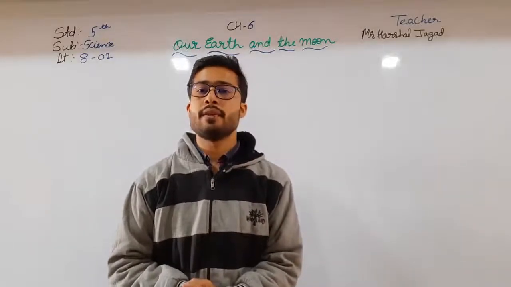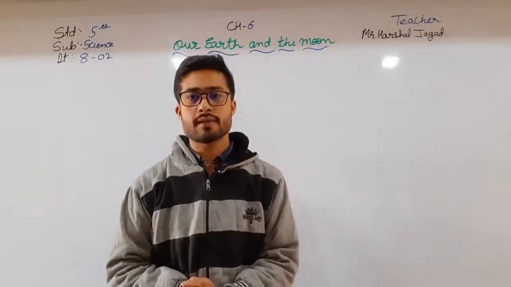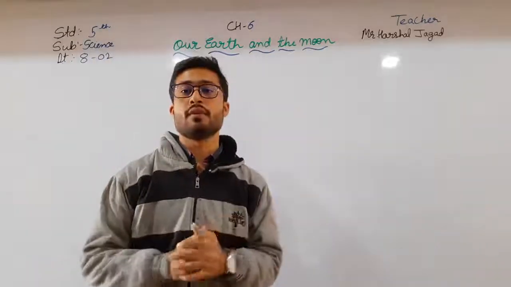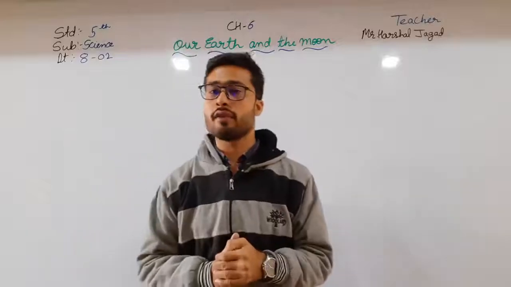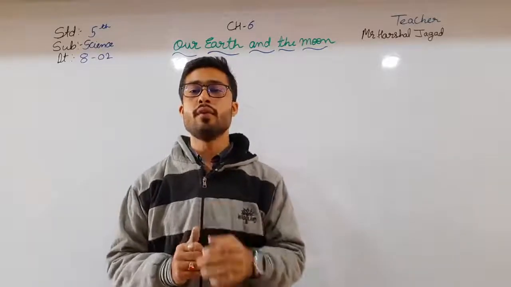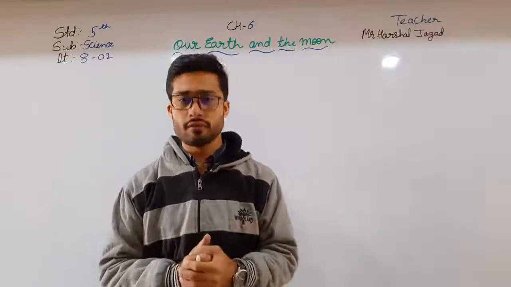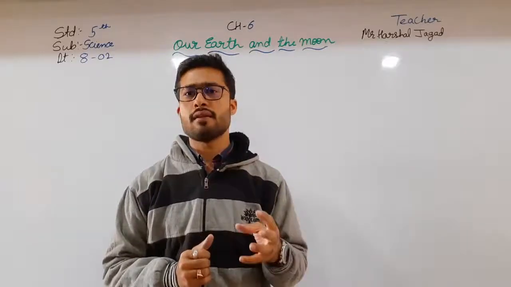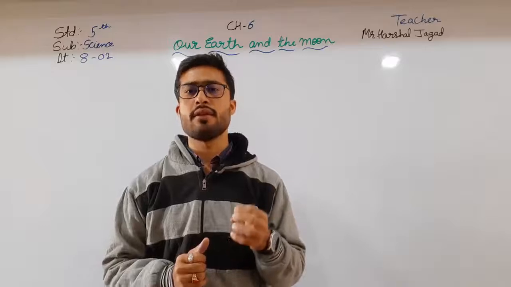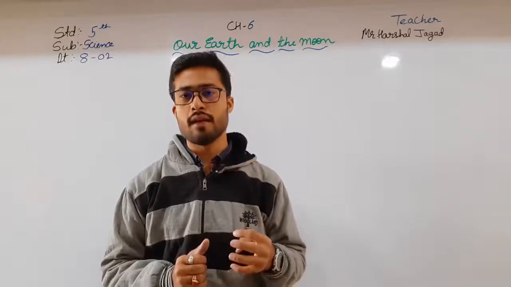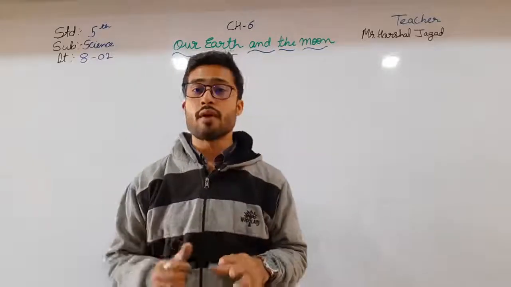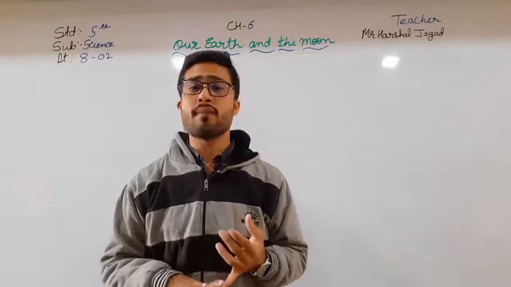In the previous video we just started chapter number 6, our Earth and the Moon. So here first of all we talked about what the moon is. In the solar system there are natural satellites, and one of them is the moon, and there is something special about the moon.